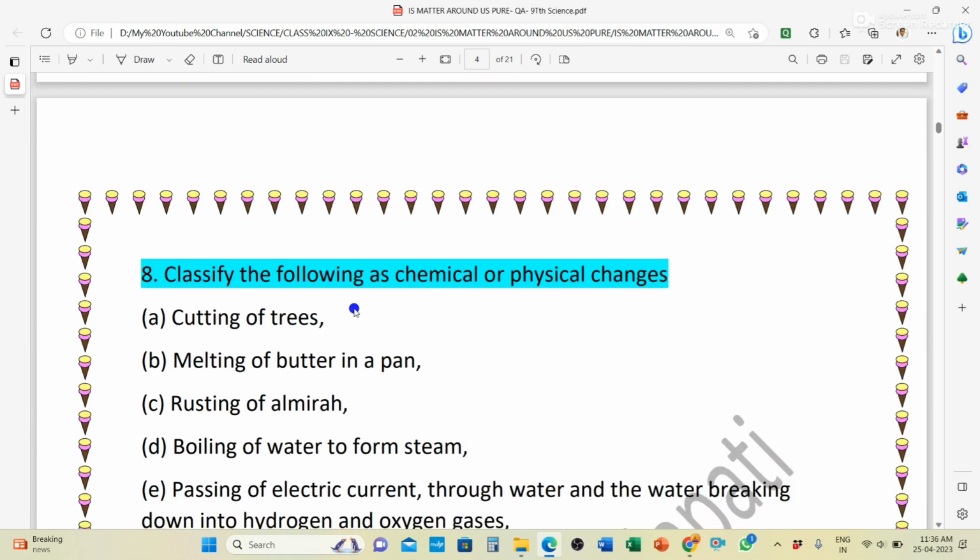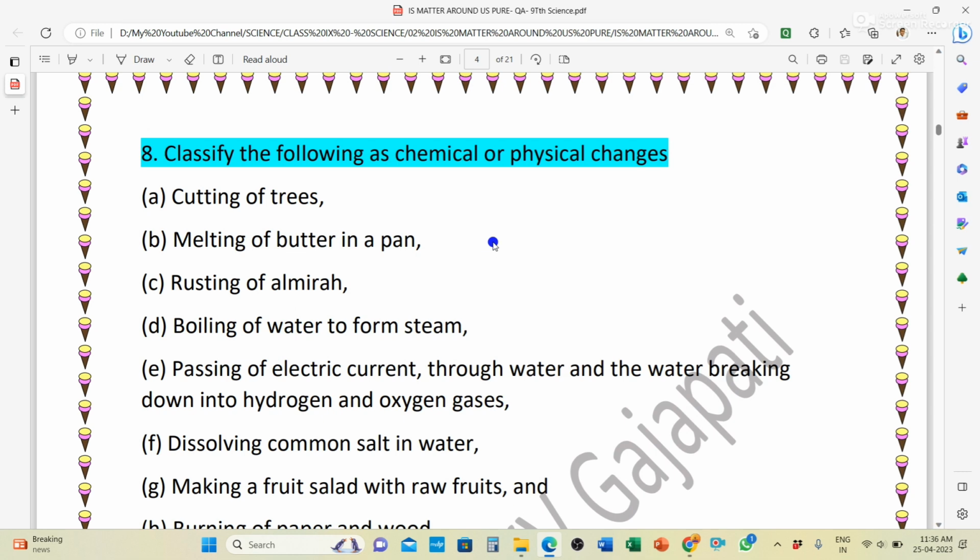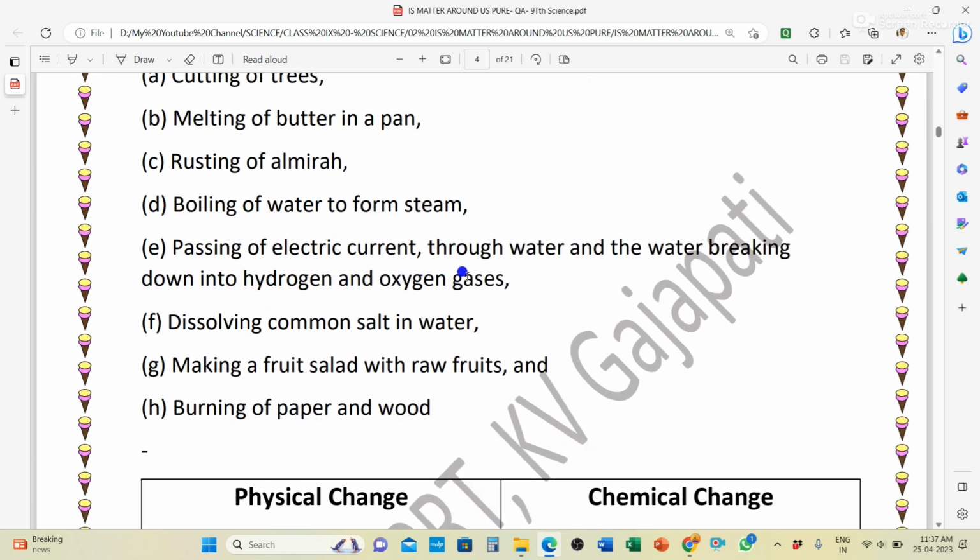Next, classify the following as chemical or physical changes. So here are some changes given. We have to classify them into chemical or physical changes. Cutting of trees, melting of butter in a pan, roasting of almira, boiling of water to form steam, passing of electric current through water and the water breaking down into hydrogen and oxygen gases, dissolving common salt in water, making a fruit salad with raw fruits, and burning of paper and wood.